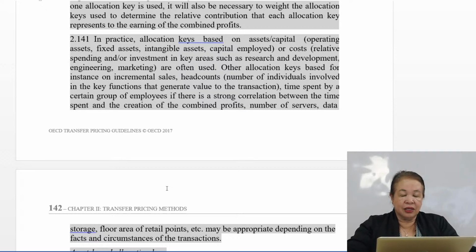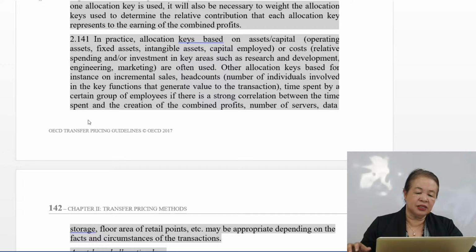Fixed assets can also be the basis. Intangible assets, capital employed or cost, no? Relative spending and/or investment in key areas such as research and development, engineering, marketing, no, are often used. Other allocation keys are based, for instance, on incremental sales, head counts, number of individuals involved in the key functions that generate value to the transaction.